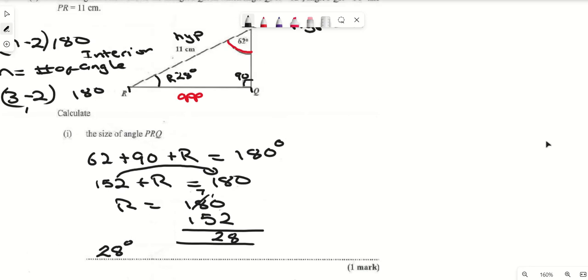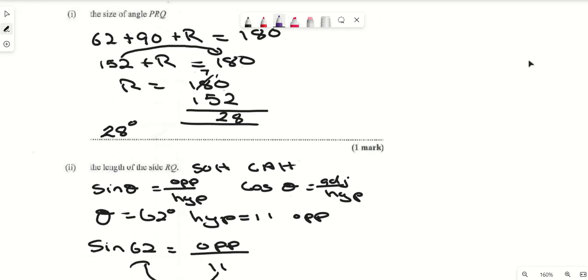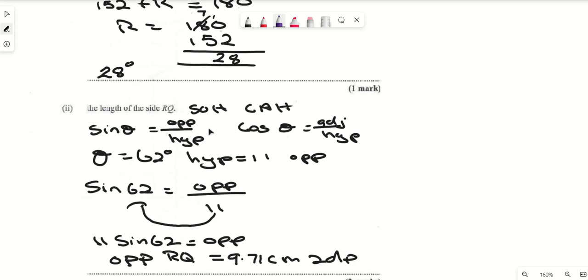Now, if you didn't want to use 62 and you want to say, well, I want to use 28. If you're using 28 here, this side now becomes your adjacent. It is not your opposite. It becomes your adjacent, and the formula that we would be using if you're using 28 as your angle would be cosine. So it depends on which angle you're using. So if you are using theta equals 28, your hypotenuse is equal to 11, and your adjacent is equal to RQ.